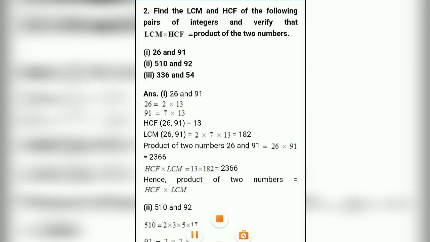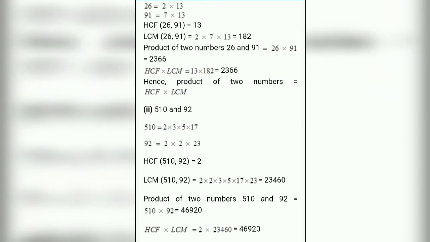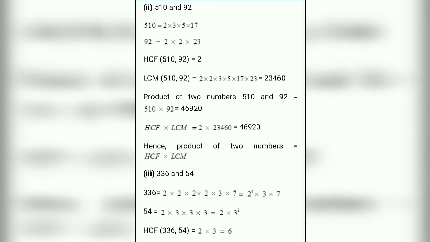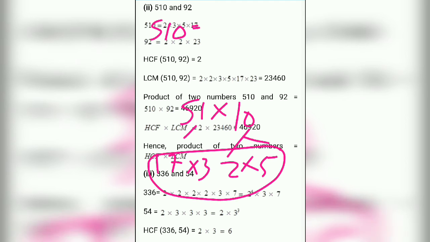Okay, then second question, 510 and 92. If we think about the factors of 510, then 510 means 51 tens are, right? At last we have 10, that means 51 tens are. Now for 51 we know that it's 17 threes are, right? And for 10, 2 fives are, right? So these are the factors: 2, 3, 5 and 17. Okay, these are the factors of 510. Okay, 2, 3, 5, 17.